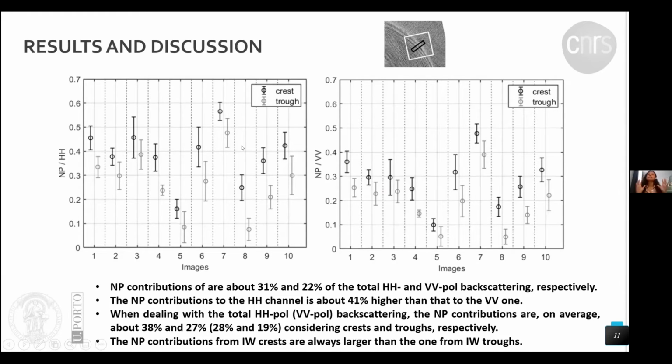The first thing we can say about this is that the non-polarized contribution for the HH channel is always higher than the one for the VV channel. Another important result regarding the internal wave crests and troughs is that the non-polarized contribution for the internal wave crests is always higher than the one for the internal wave troughs. We can see this very clearly in the graphics.